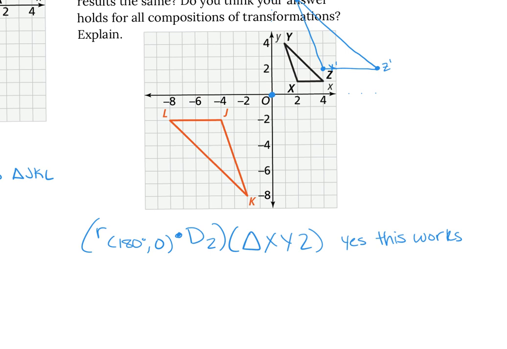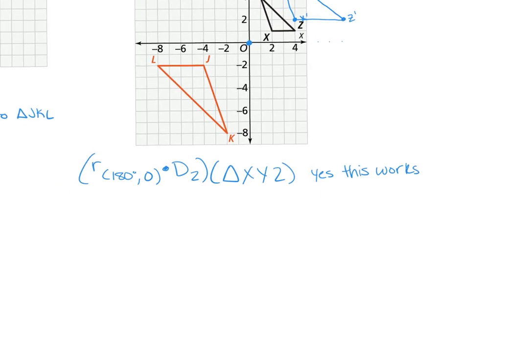The second part of the question is, do you think your answer holds for all compositions of transformations? So can I reverse the order for all transformations? Okay, and no, it does not hold true for all compositions. If I was to translate and then rotate, I would not get the same image as if I was to have rotated and then translated. So this does not hold true for all transformations.